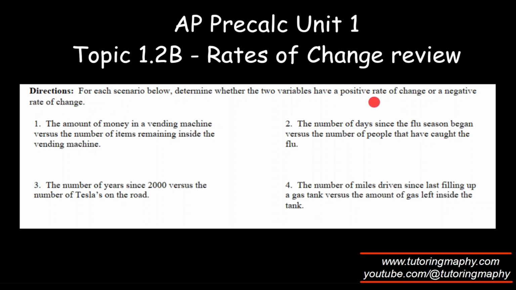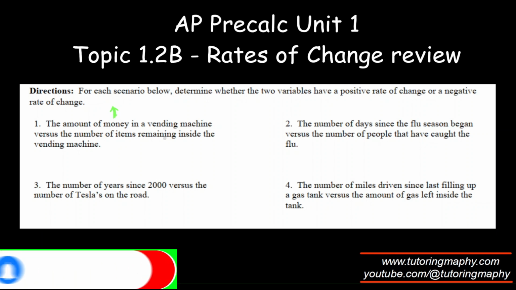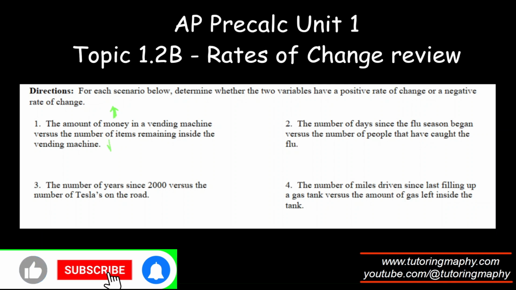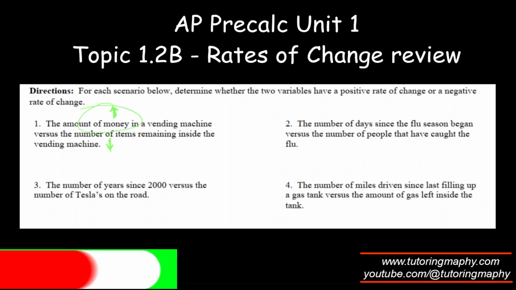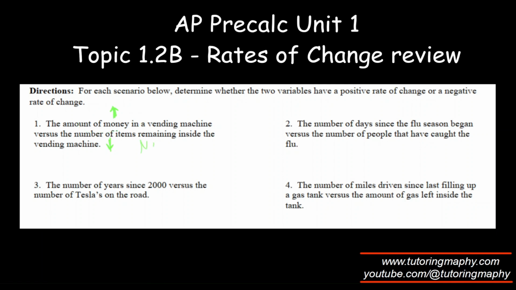So let's get started. For each scenario below, determine whether the two variables have a positive or negative rate of change. Okay, the first one: the amount of money in a vending machine versus the number of items remaining inside the vending machine. It makes sense that the rate of change should be negative, because as the amount of money inside the vending machine increases, the number of items remaining inside will keep decreasing, because those items are being collected in exchange for the money. So this is negative, clearly.